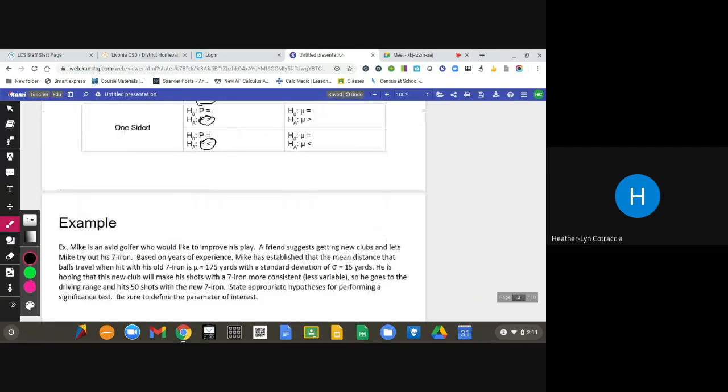So our first example here is just how to write a null and an alternative hypothesis. You can read through this if you want to. But basically, it says that he's done all this golfing, and he's coming up with a standard deviation of 15 yards. And then he buys a new 7-iron, and he wants to see if that decreases his variability. It says something in there, more consistent, less variable. So that means he's hitting more consistently.